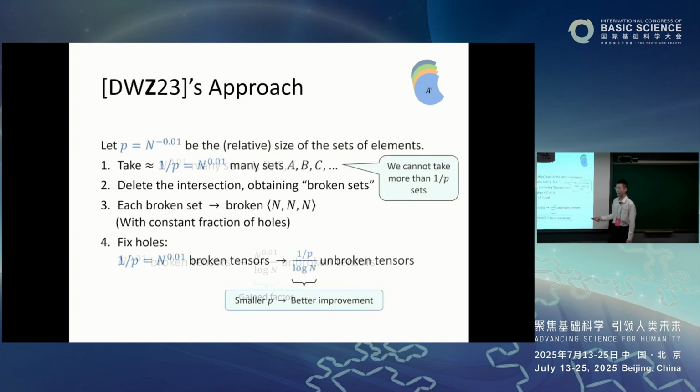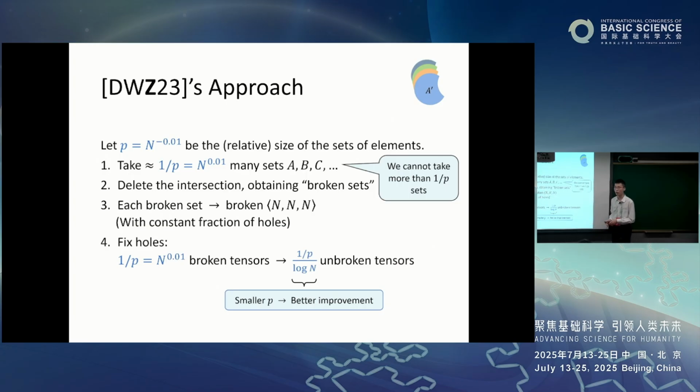One question in this new approach is why we cannot start the algorithm with more chosen sets so that we get more tensors in the end. The answer is related to the size of a single set compared to the entire universe. We use the letter P to denote the ratio between the size of a single set and the entire universe. In our parameter setting, P will equal n to the minus 0.01. Once P is given, the correct number of sets we need to choose is P inverse.